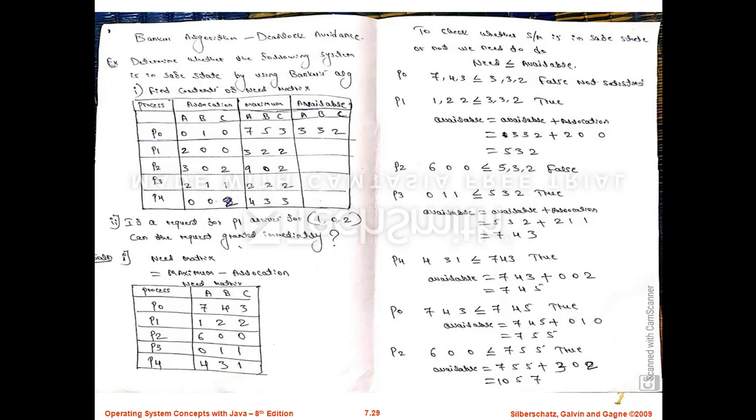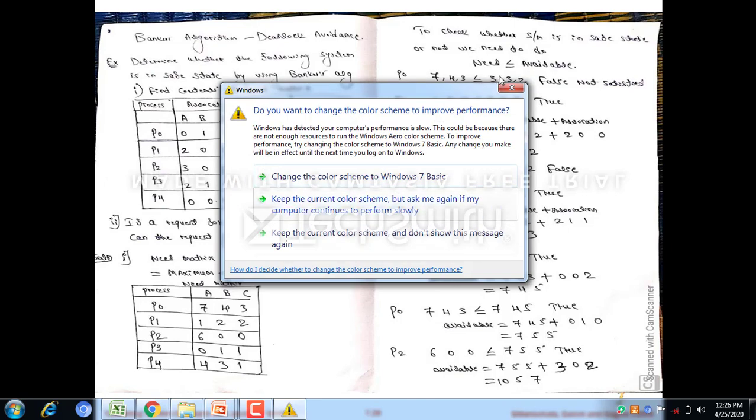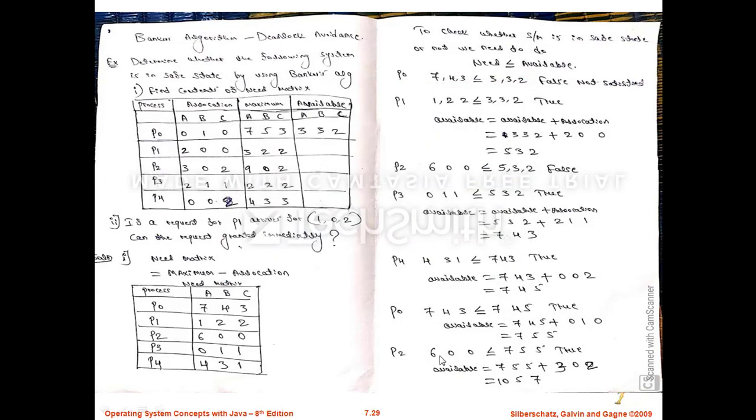Once we have come from up to down, now we'll go back from down to up. Which was remaining? P2 was remaining. Now we'll check whether we are able to satisfy the P2 requirement. P2 is how much? In fact, in this example I have solved P0 first, but you people don't worry. First solve P2. 600, whether it is less than or equal to 745? Yes, true. Then available equals 755 plus 302, 1057. Then we can solve P0. In this way you can solve it.